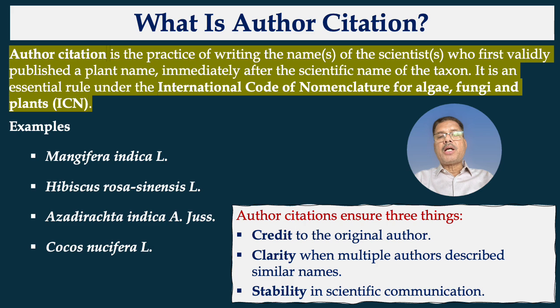Similarly, names such as Azadirachta indica A. Juss. and Cocos nucifera L. carry the citations of the botanists who originally established them. This system ensures that proper credit is given to the original author, avoids confusion when different scientists have described similar names, and maintains stability in scientific communication across the world. Today, botanists everywhere follow this standardized system, which forms an integral part of the ICN.